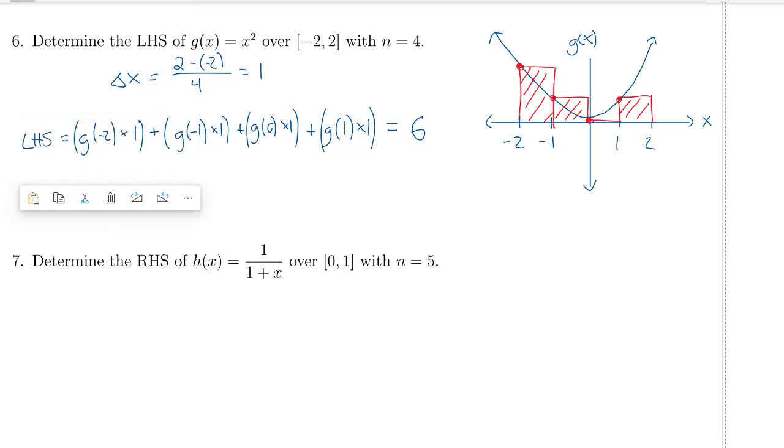So you can see the next question is very similar. We're dealing with a right-hand sum now. So go ahead and try that with this function and see how you do.